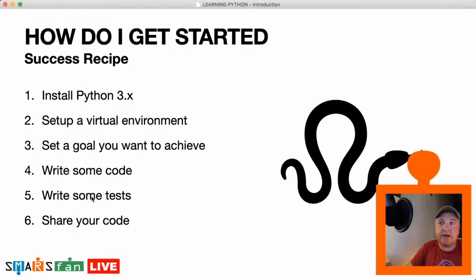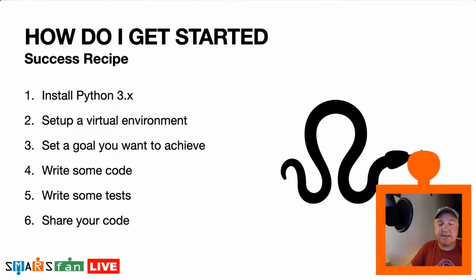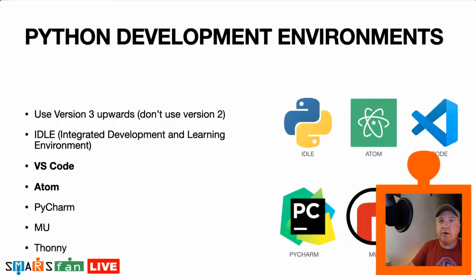We can also write some tests as well. It's always a good idea to write tests as you go along with your code, and also share your code at the end. So I'll show you how we can do all these things very simply. There are different development environments that we can use. What we're going to look at today is running the code on the Raspberry Pi, but we're actually going to create it on the Macintosh that I'm using in front of me. I've got an iMac in front of me.